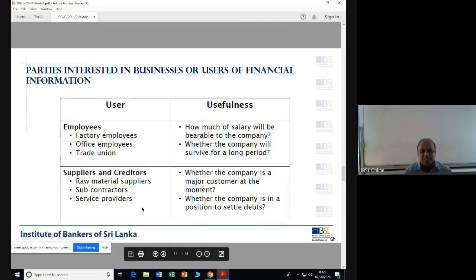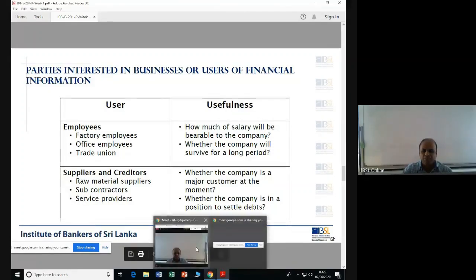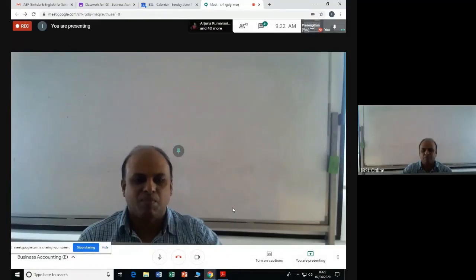Next, we come to a very interesting category, like all of us here: employees. As you know, employees can fall into factory employees, office employees, and there could be trade unions. So why is it important for us, as workers of organizations and employees attached to banks, to know financial information? Can any one of you give me any answer? Why do you think that as employees, we are much more interested in the financial information of this company?